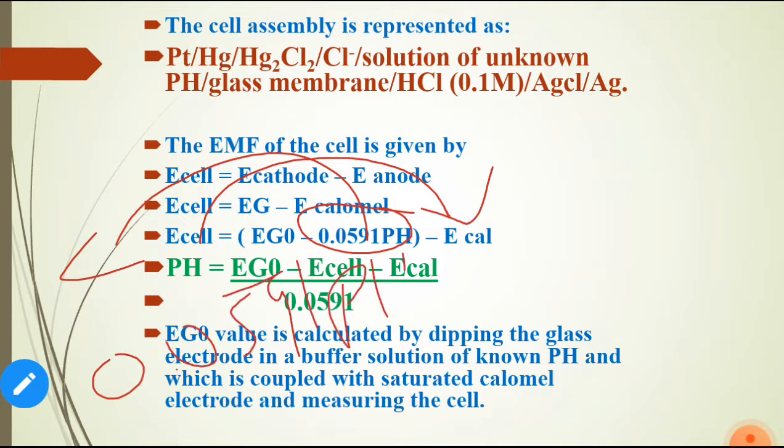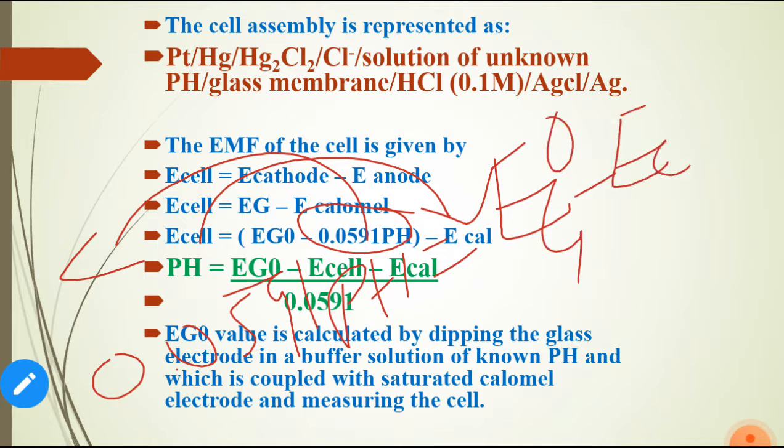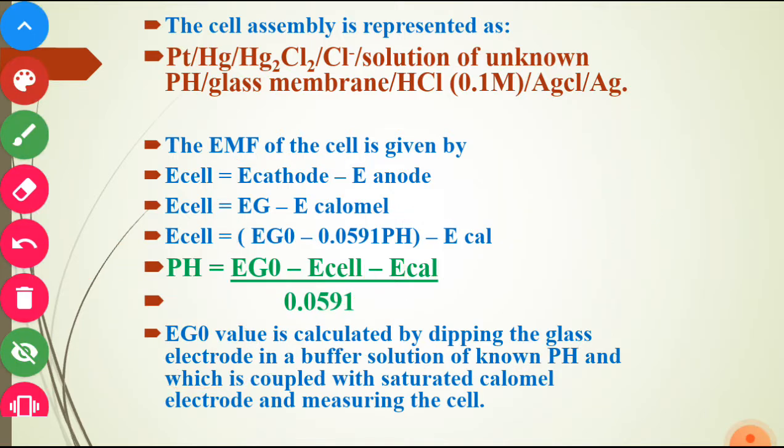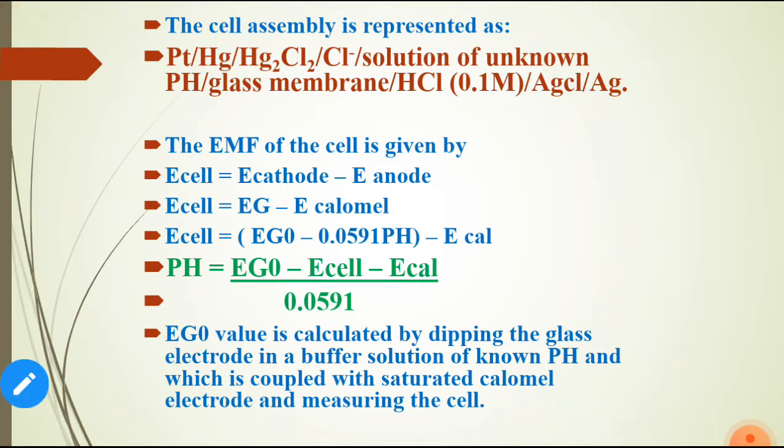0.0591 pH is equal to Eg naught minus E calomel minus E cell. Then we send this into the denominator. We get pH is equal to Eg naught minus E cell minus E calomel divided by 0.0591. This is the final equation for the determination of the pH. By knowing this equation you can determine the pH of that solution.